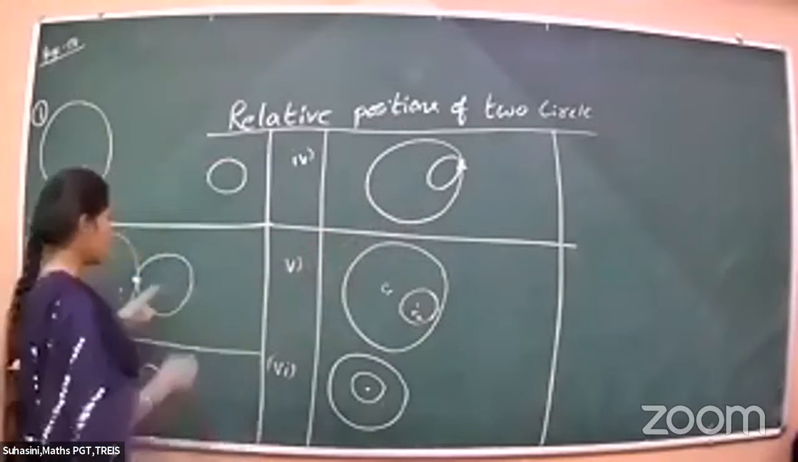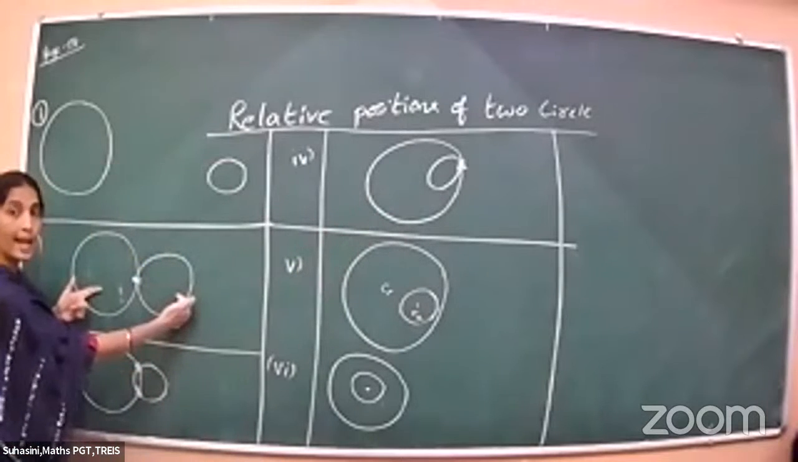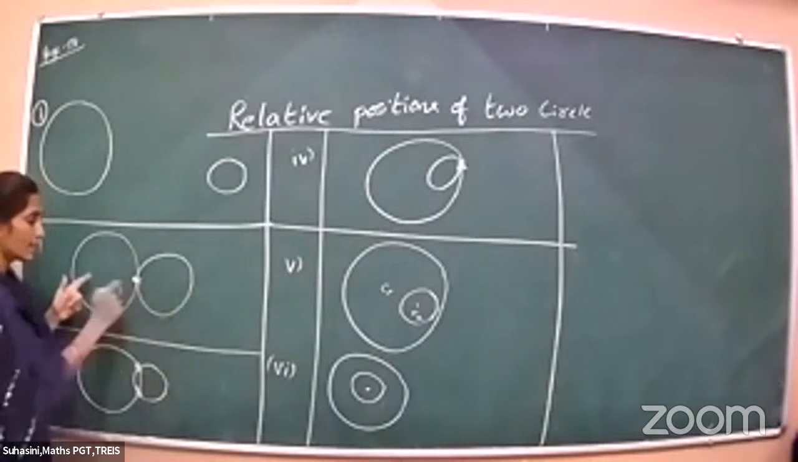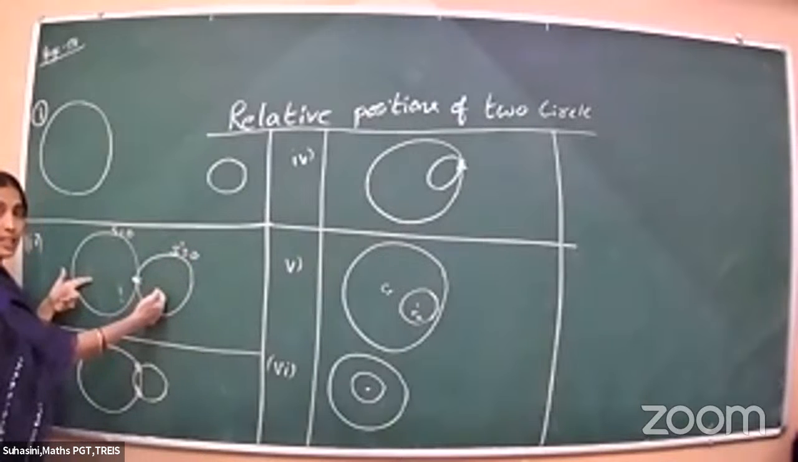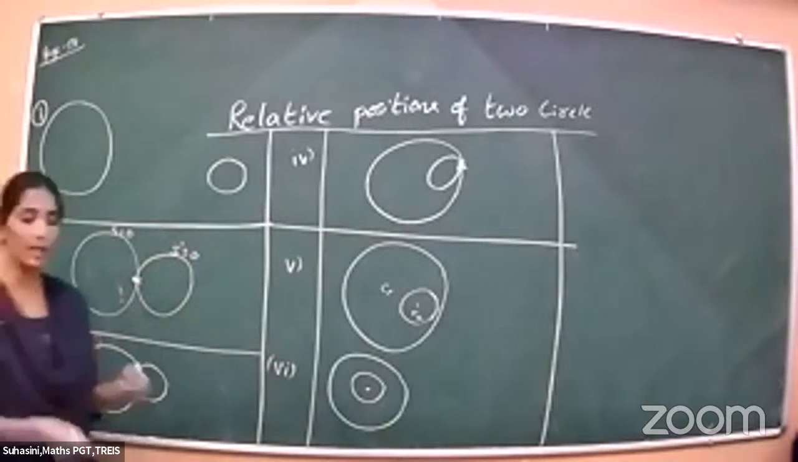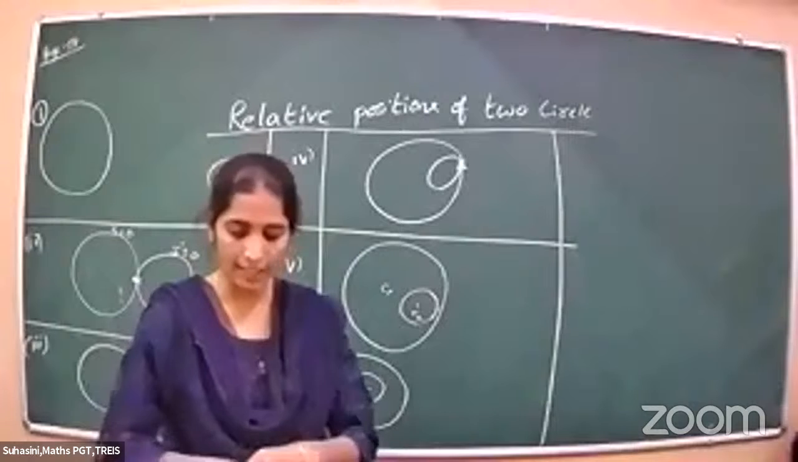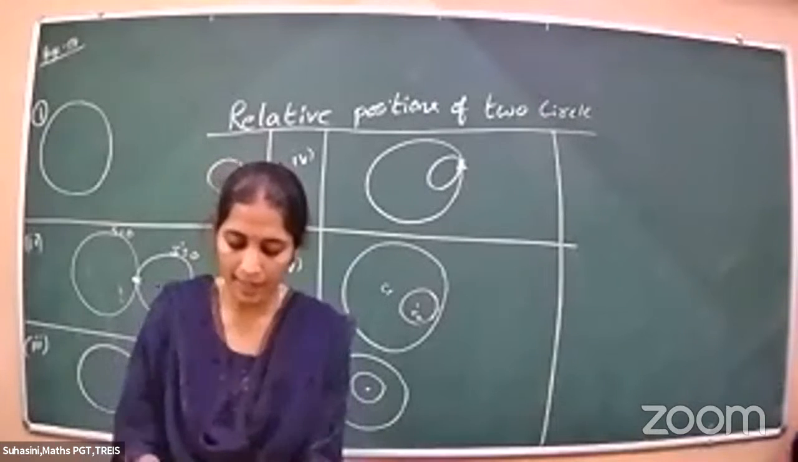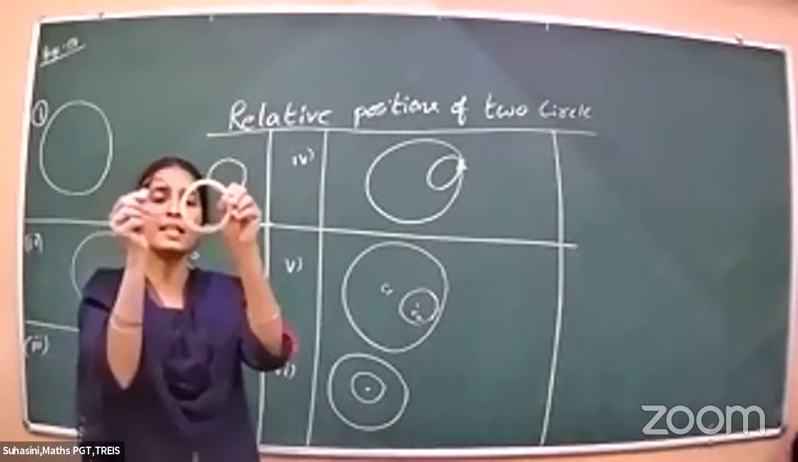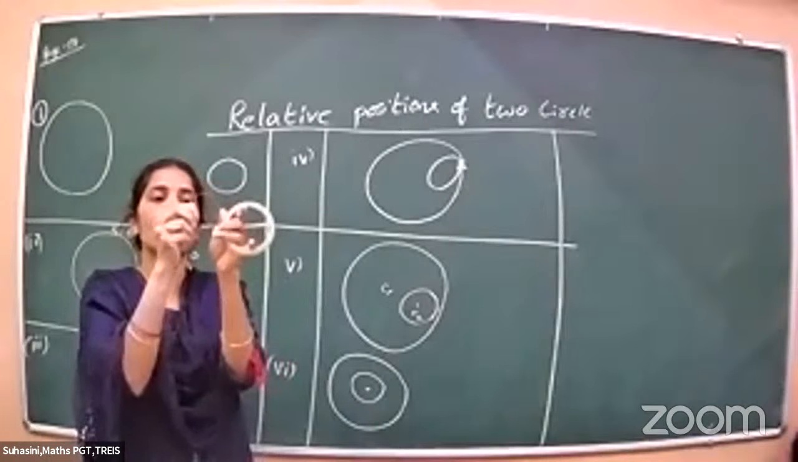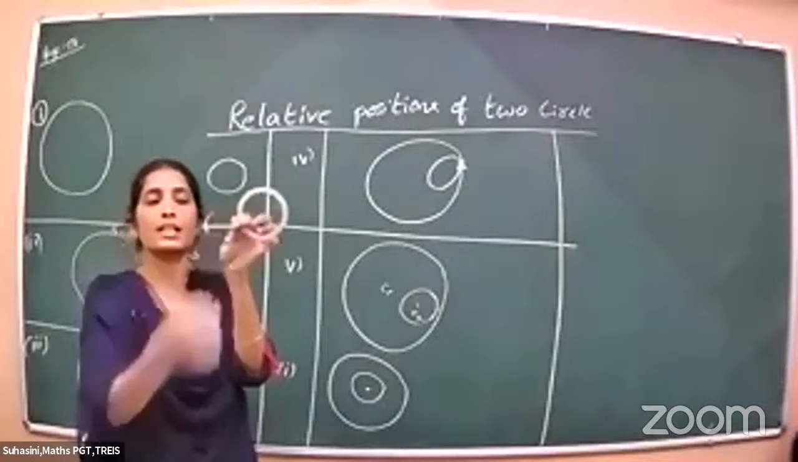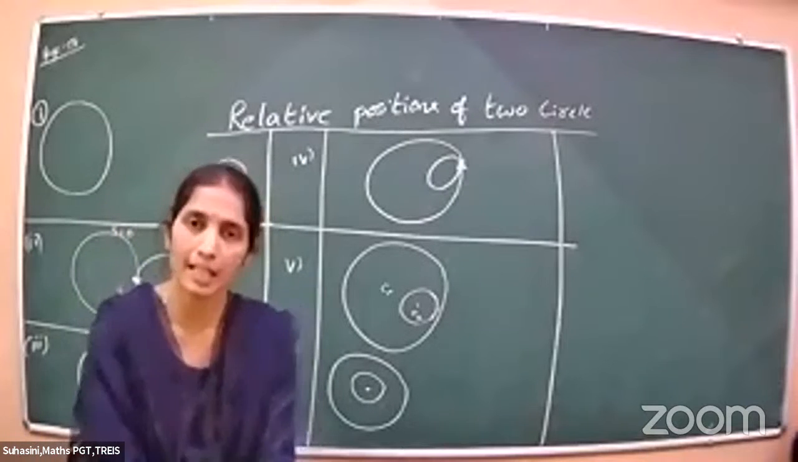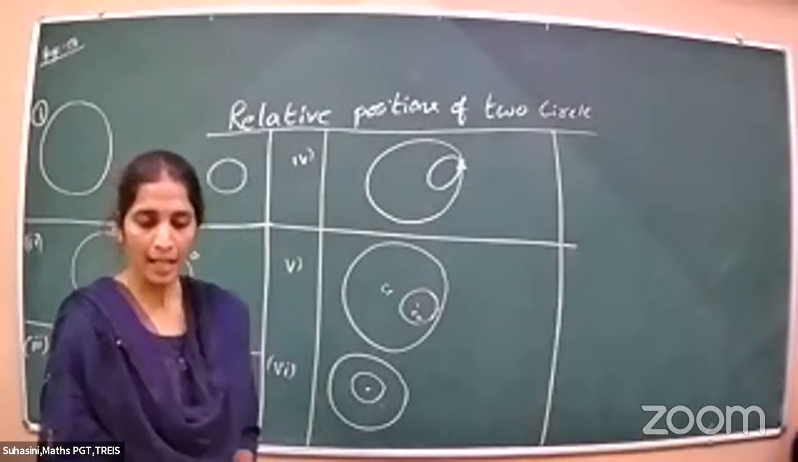What is the difference? They touch each other externally. These two circles, S = 0 and S' = 0, touch each other externally. But where is the point of contact? The point of contact is in between the centers of the circles.